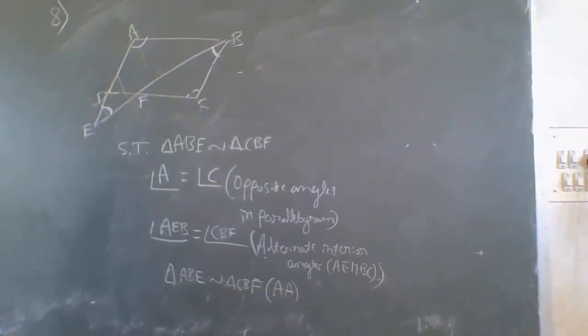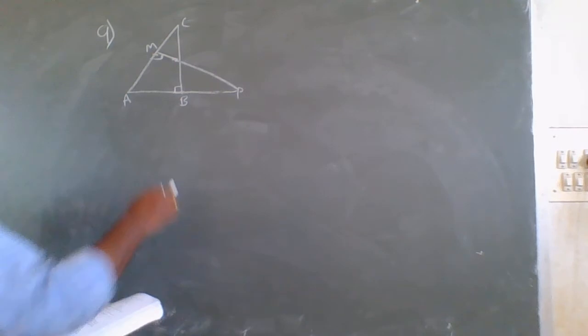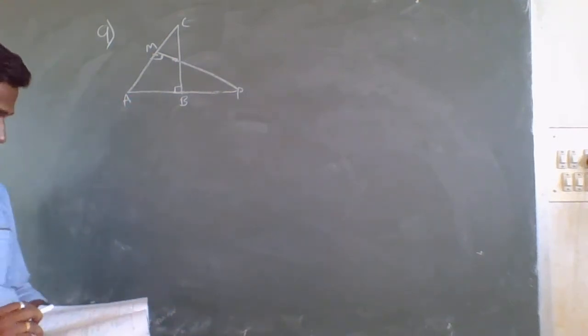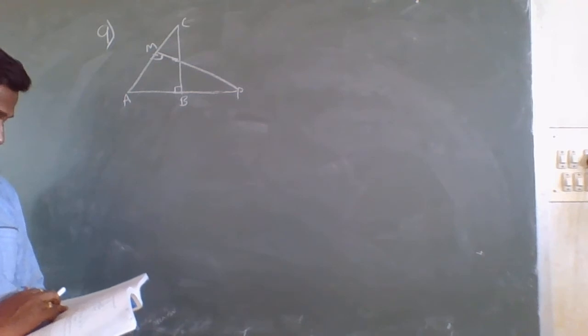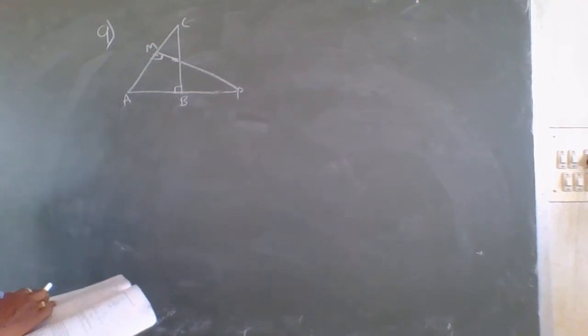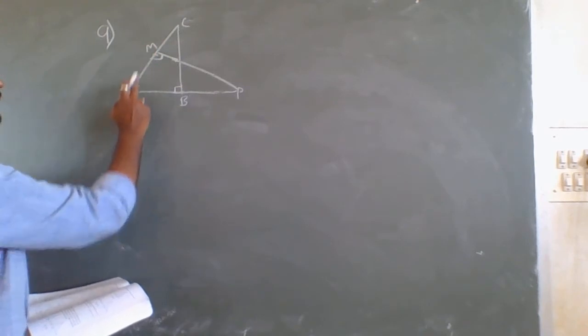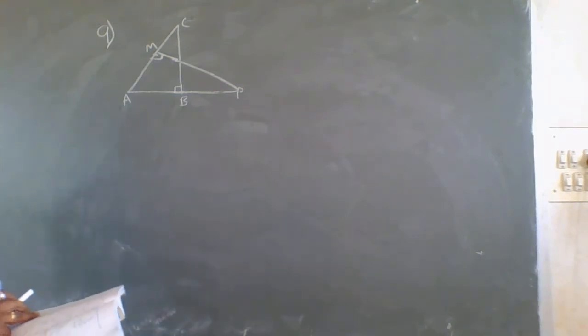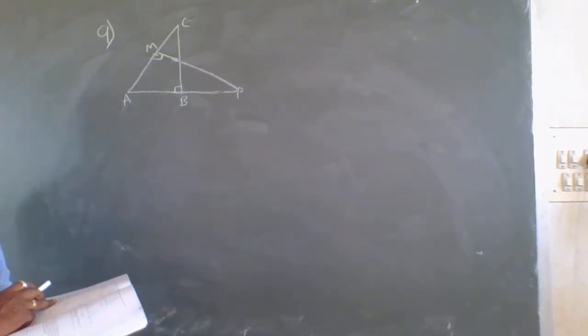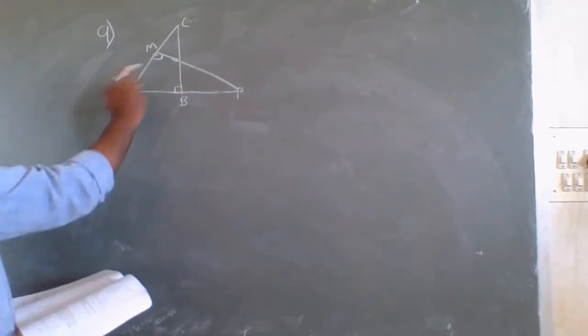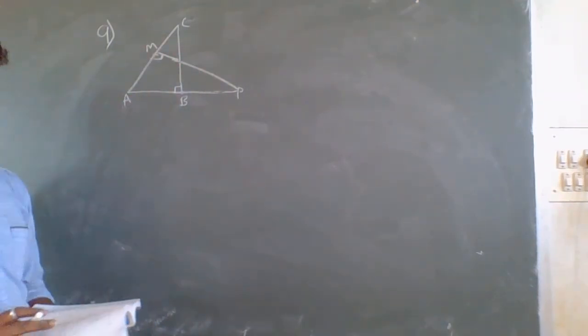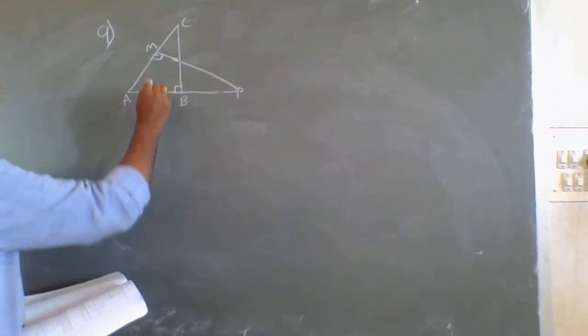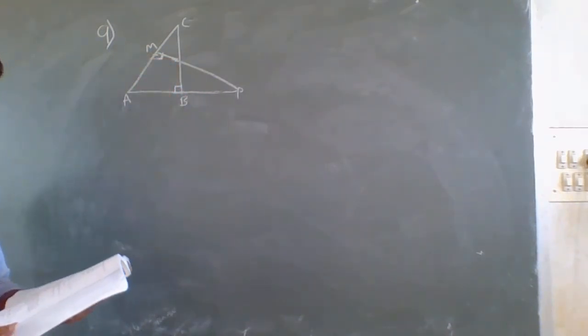So now I will move to the next problem. This is the diagram given for the ninth problem. What is given here? In this figure, ABC and AMP are two right triangles, right angled at B and M respectively. These two triangles ABC and AMP are right angled triangles, and angle B and angle M are right angles.